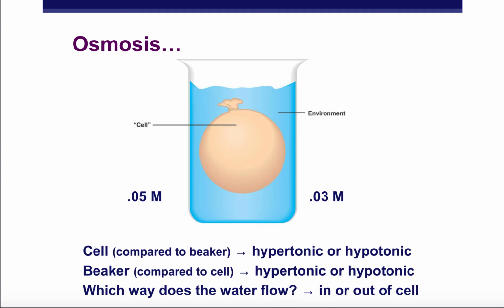So now I'm just going to give you some examples of types of problems you may come across in your future worksheets. Let's look at this mock example of a cell and an environment. The inside of the cell is 0.05 molar and the outside environment is 0.03 molar, and you should be able to tell which side is hypertonic versus hypotonic and predict how the water will flow. So guess, and then play the video and I will give you the answer.